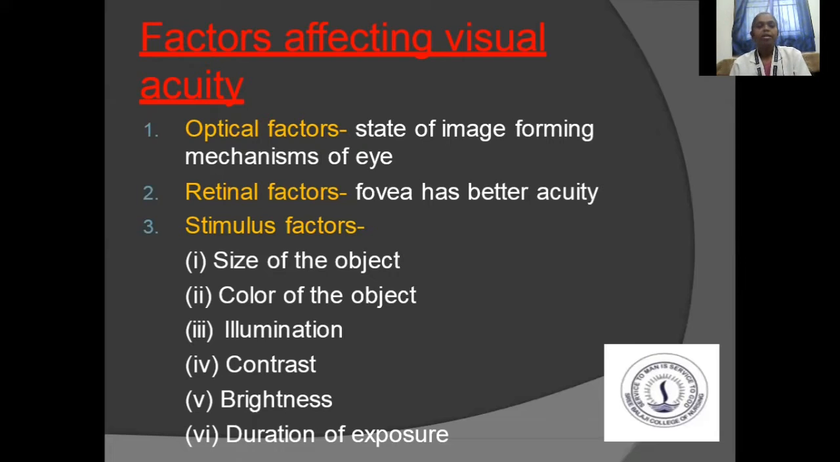Size of the object, color of the object, the illumination power or the light, the contrast, brightness, duration of exposure. So these are all the factors. Sometimes because of the stimulus factor, the patient won't be able to visualize things properly. So when you're checking visual acuity, check whether the patient is having any stimulus factor or any physiological factor. Physiological factor includes optical factor and retinal factor.